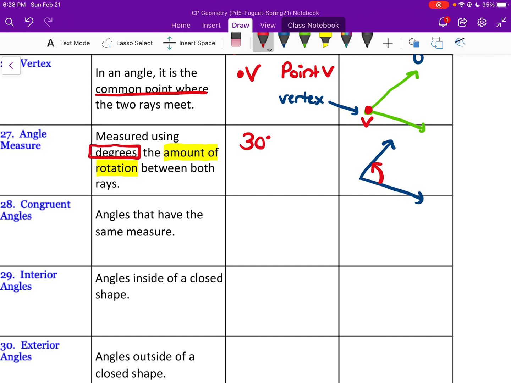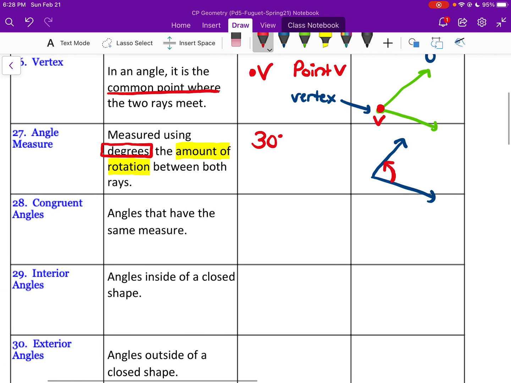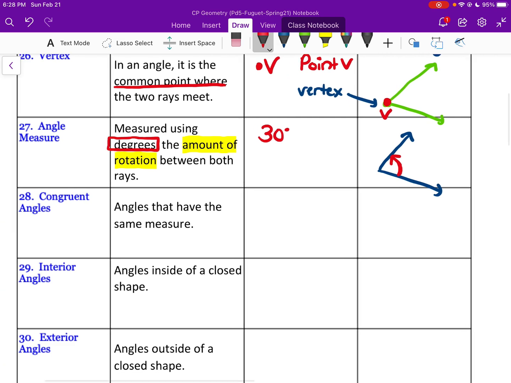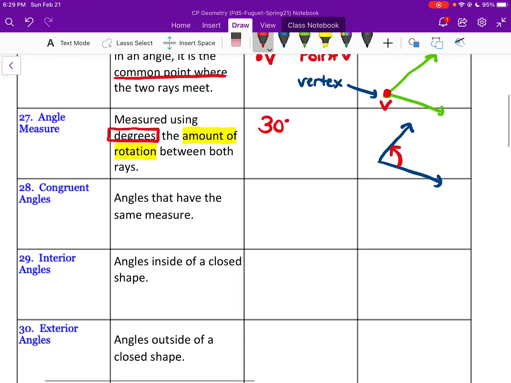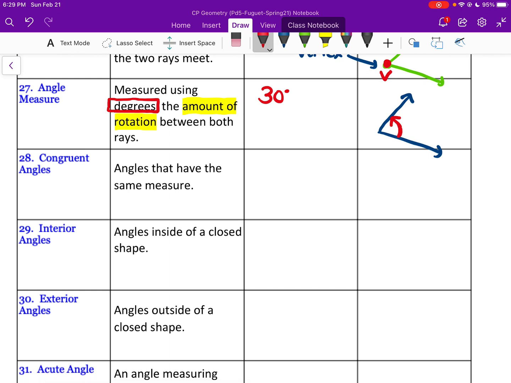So 30 degrees, you might have used a protractor before. That's how to actually physically find the angle measure of something. But in this class at least, since we're virtual, we won't be using any protractors, but that's what their purpose is.